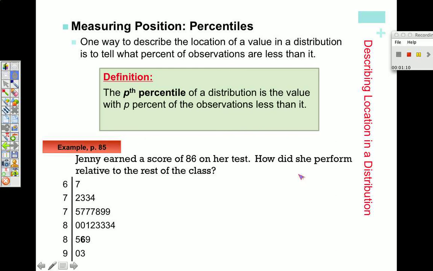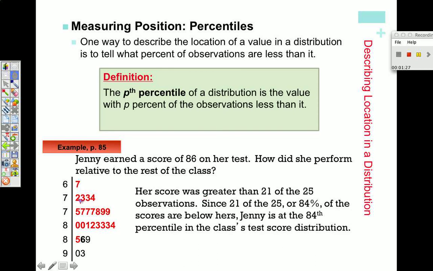For instance, Jenny has a score of 86 on the test. We have this stem and leaf plot representing the entire class. Her score is right here, 86. What percent is less than her? What is her percentile? So her score is greater than 21 of the other scores. There are 21 red numbers, 21 numbers less than hers. So 21 of the 25, 21 divided by 25, that's 84%. So Jenny is the 84th percentile in her class.